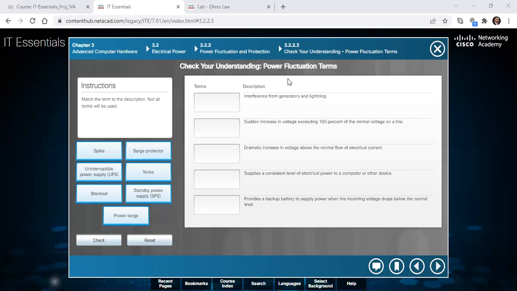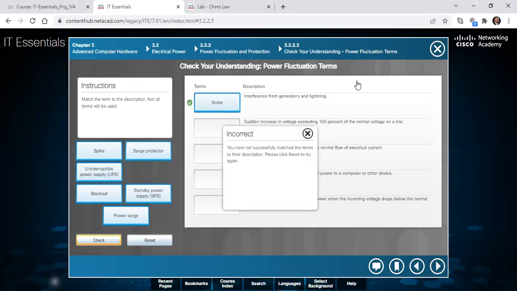Interference from generators and lightning. We talked about it. Is it spike? Is it surge protector? Is it noise? Is it blackout? Is it standby power? I think it's noise. You say what? Noise. Final answer? Noise. Okay. Let's see. Correct. All right, it's noise.